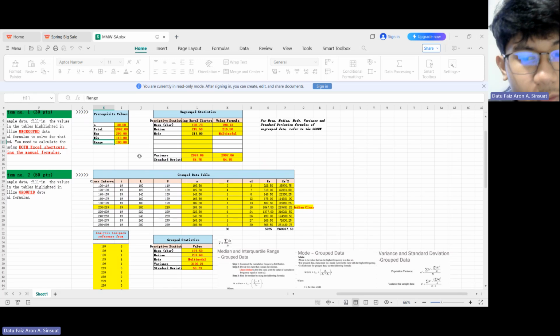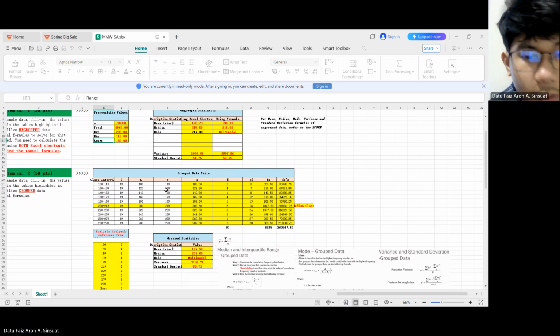The group data table. Now, what if your data isn't listed individually, but is in groups, like in a table? You can still figure out the average and the spread. We'll use the middle of each group and how often each group appears. It's a bit more involved, but it's still doable. We'll use SUMPRODUCT to get the weighted average and a similar method for the variance and standard deviation. I'll show you how to organize it and make it look good too.